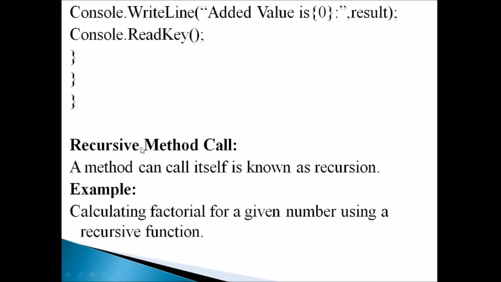The next part is recursive method call. It is simply a method calling itself. If a method calls itself, then the process is known as recursion. For this we shall see an example. Generally for a recursive method, we take the example program for finding factorial.